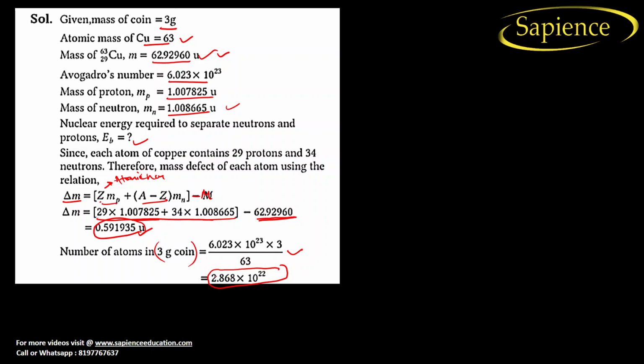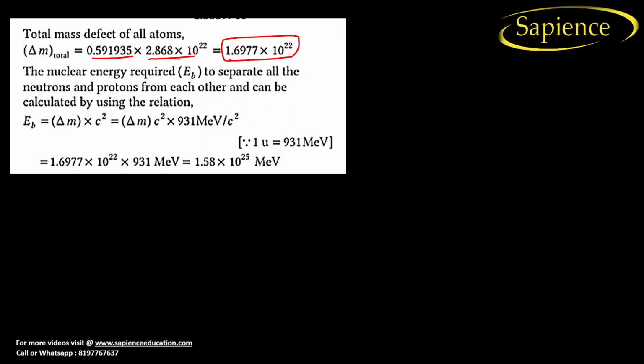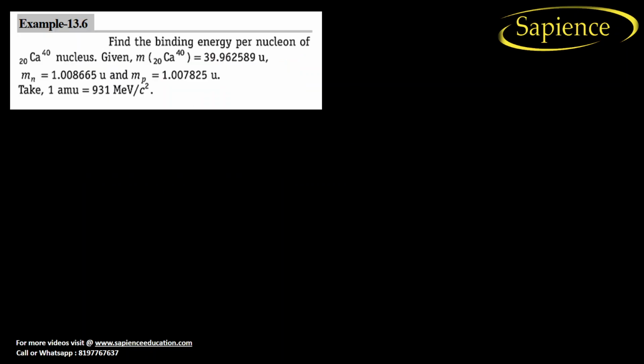The mass defect for 3 gram of a coin, we can say that the total mass is 1.6977 into 10 power 22. So the nuclear binding energy to separate this will be delta m into c square, so delta m into c square into 931 mega electron volt per c square. We can just multiply it and you will get the values. So I hope you have understood this.